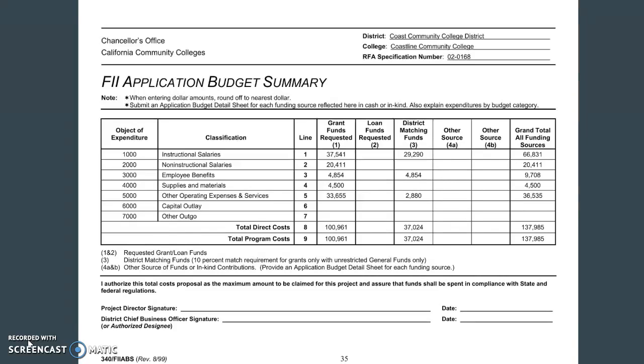A budget summary contains expected expenditures and their classifications. Funds are also broken down into five categories: grant funds requested, loan funds requested, district matching funds, other source for A, and other source for B. In the case of Coastline Community College, they will be receiving funds from the state, and their district, Coast Community College District, will be matching the funds of certain expenditures. This brings them to a total program cost of $137,985.